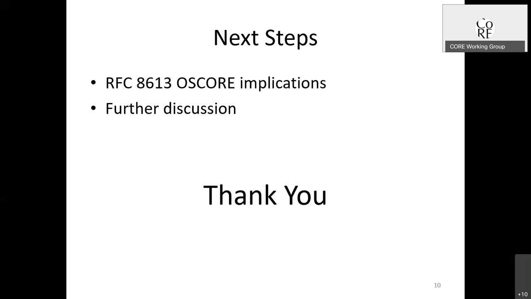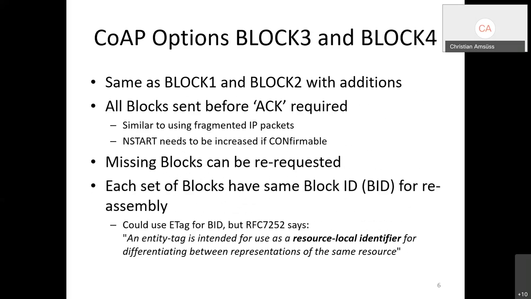Okay, then maybe let's start with one of the smaller items. On the e-tag, I don't quite understand what the issue about the identifier being resource local would be. I understand resource local to mean that this identifier is scoped to that resource. That is, it can't be reused between resources, but that's not something that should impede this particular use case.